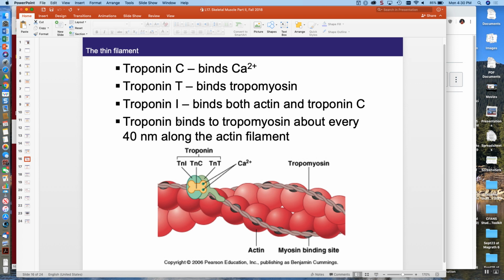For our purposes, for the exam, I'm always trying to get you just to focus. The only thing I want you to remember, like the question today, was troponin C. C is for calcium. Calcium binds to troponin C. What it does then is it moves this tropomyosin, this brown molecule right here, it's like a long necklace, out of the way so actin and myosin can interact with each other. And a troponin binds to tropomyosin about every 40 nanometers along the actin filament.